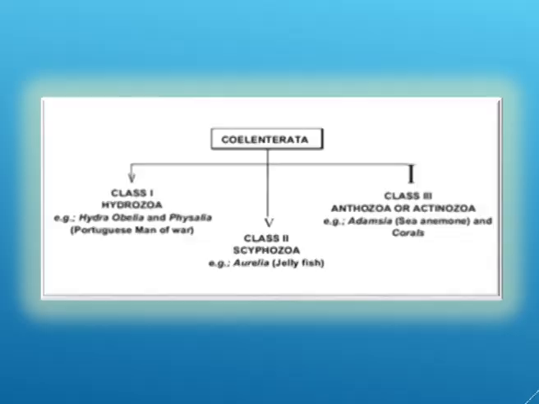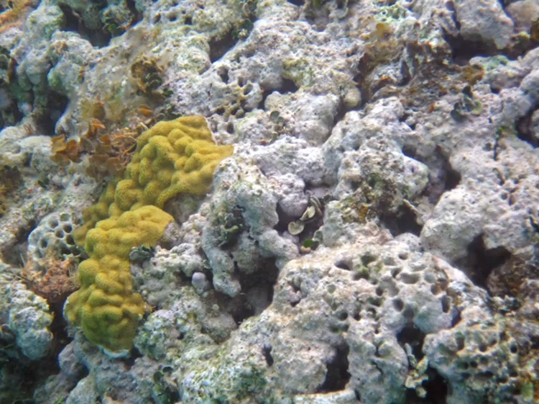Anthozoa, or Actinozoa, is the third class, where we find Adamsia, the sea anemone, and corals. These are often stationary and sessile. In sea anemones, we find a number of tentacles and they are fixed at one point. In coral reefs, we find many different kinds of corals with a hard calcareous exoskeleton coming under this particular class, Anthozoa.